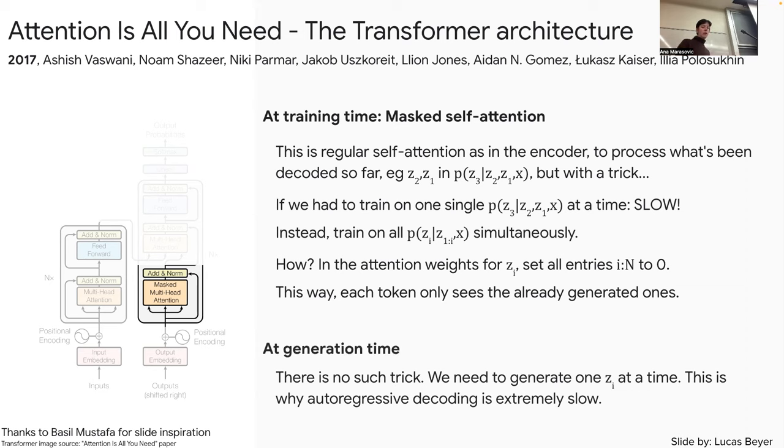At generation time, we can't do such a trick. Remember, at generation time, we actually have no idea what comes next. So we can't do this. We are actually decoding one token at a time and having a matrix of a corresponding size.